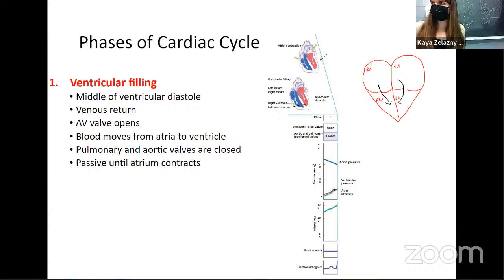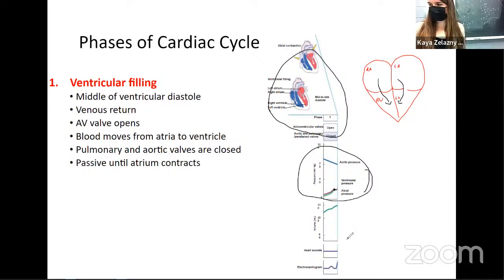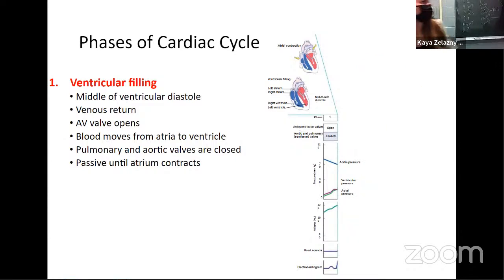We are actually going to look at different parts of this diagram. So this is everything all together, but we're going to take a look separately at what the valves are doing, what the pressures are doing, and what's up with these volumes and heart sounds. So we will see this again, but I like kind of having it all together, at least at the beginning.